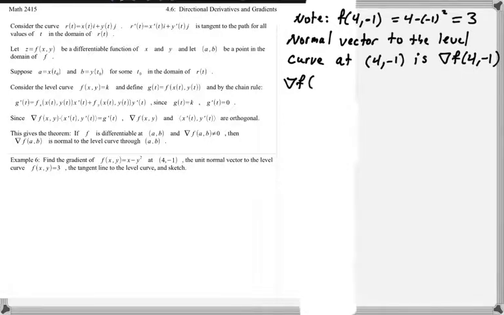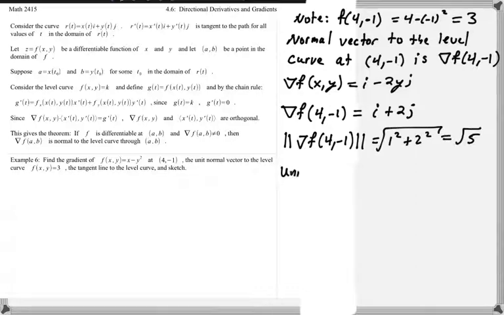Okay, so the gradient of f of x comma y is going to be i minus 2y j. So the gradient of f evaluated at 4 comma negative 1 is going to be the vector i plus 2j. Now we want the unit normal vector, so we're going to take our gradient and divide it by the magnitude of the gradient. The magnitude of the gradient is going to be the square root of 5.